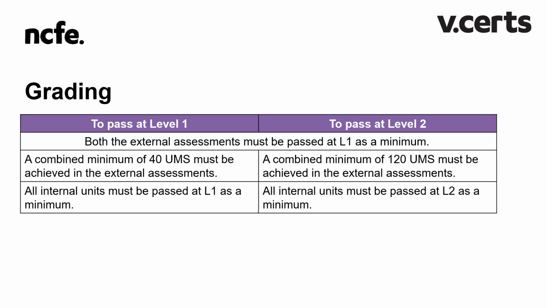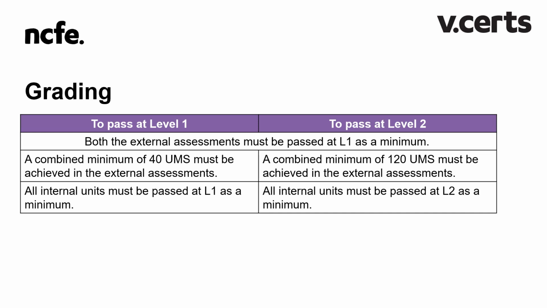For music technology, there are 2 external assessments. So they need to get at least a Level 1 pass in both and a combined UMS of 120 to achieve a Level 2 grade overall. For example, a Level 1 pass in the written exam and a Level 2 distinction in the practical exam would meet that requirement.